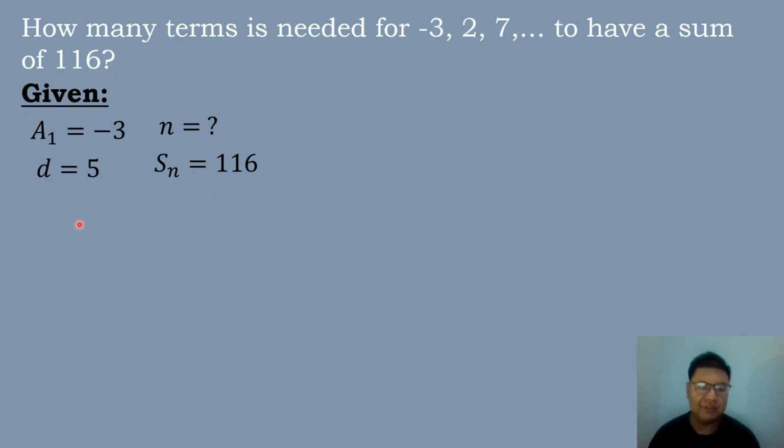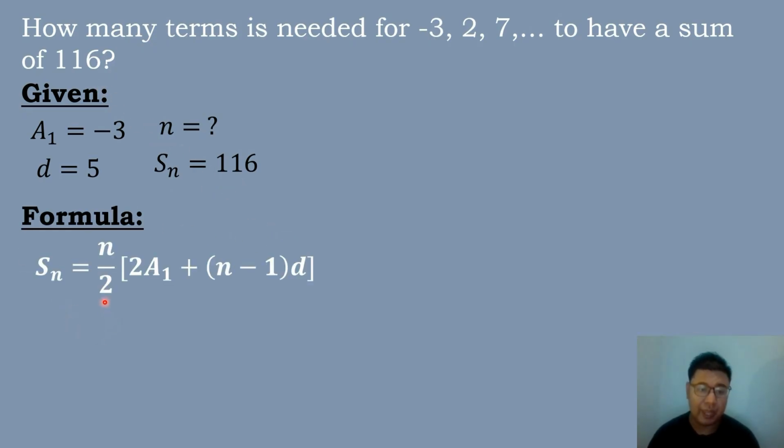So we will use the same formula in which S sub n is equal to n over 2 times the quantity of 2 times the first term plus the quantity of n minus 1 times the common difference. So we will substitute. S sub n, which is 116, equals n, which is unknown, over 2 times the quantity of 2 times the first term, which is -3, plus n minus 1 times the common difference, which is 5.